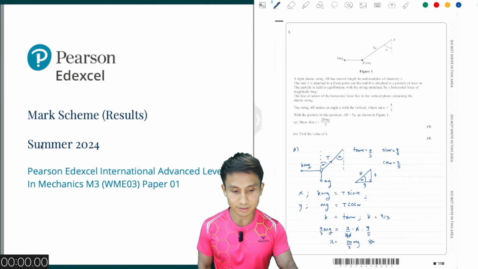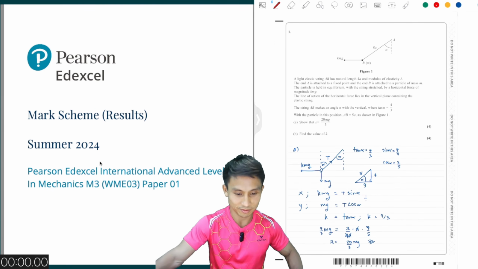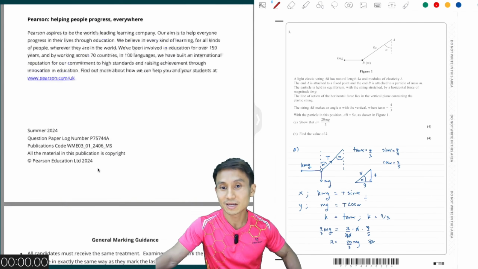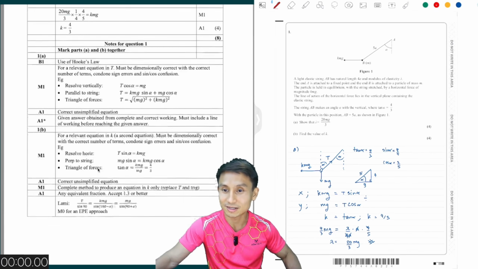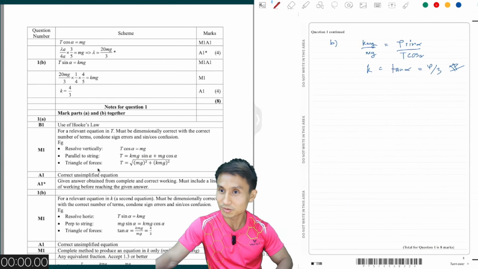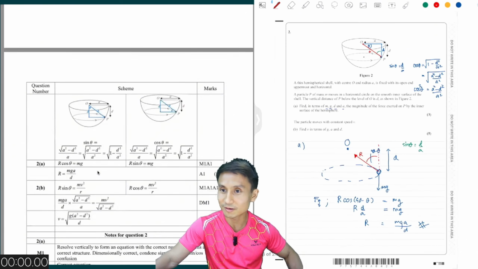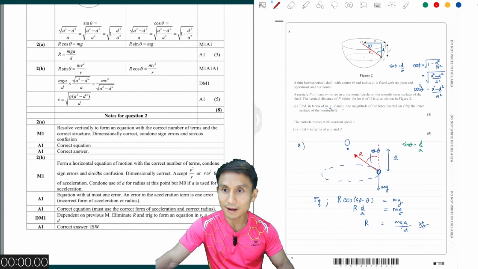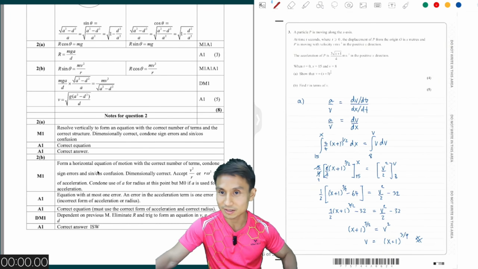Okay, guys, here's the mark scheme for M3 June 2024. Right, let's see how well I did. Actually, I have no idea. Okay, let's see. Okay, so that one is as required, so I'm gonna mark myself correct there, and yeah, k is 4/3, so that's fine. Number 2, yeah, mga over d, that's fine. 2b, yep, that's still great. So far so good.